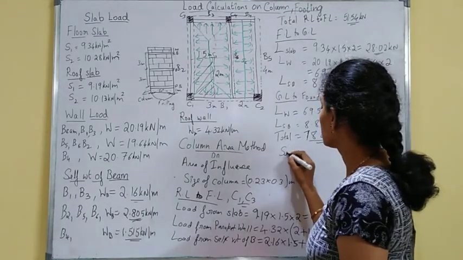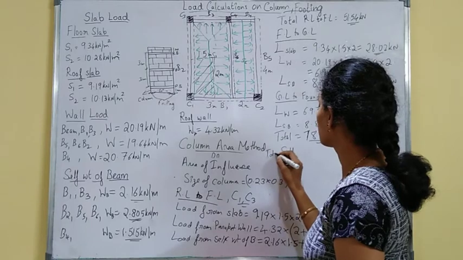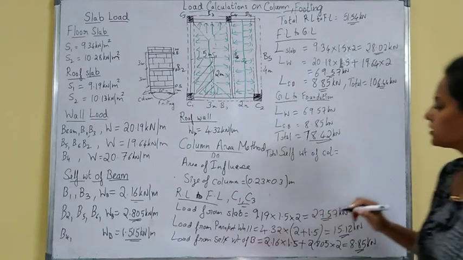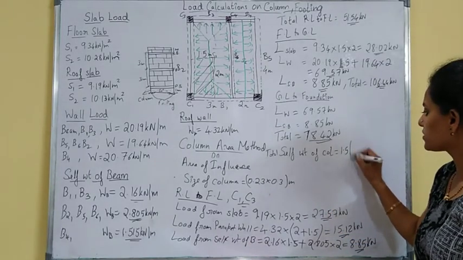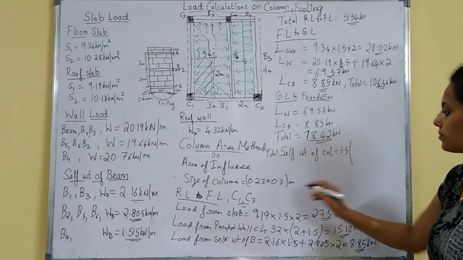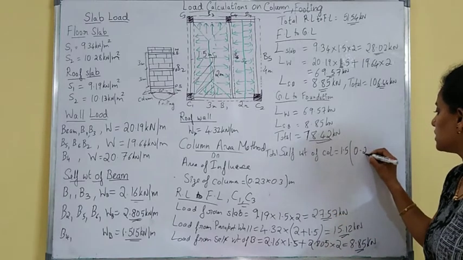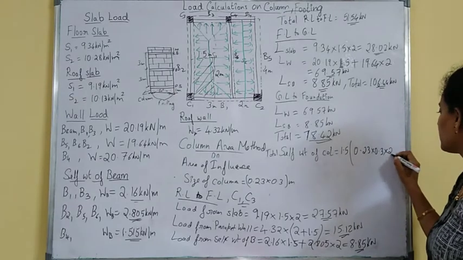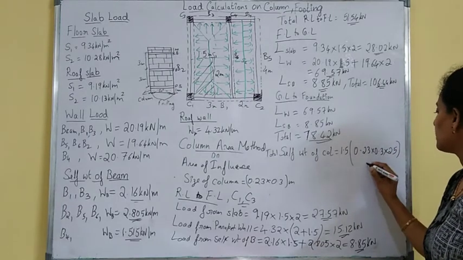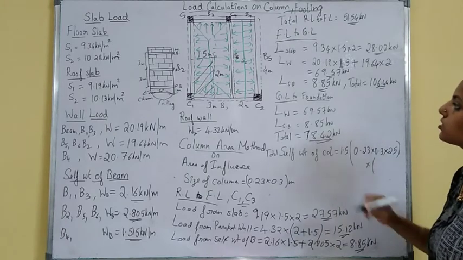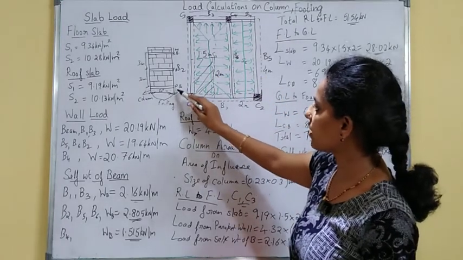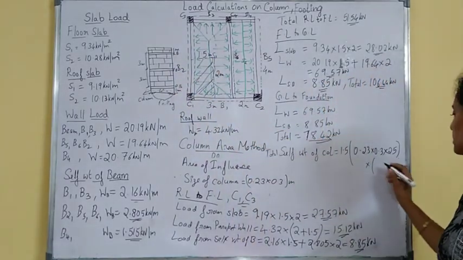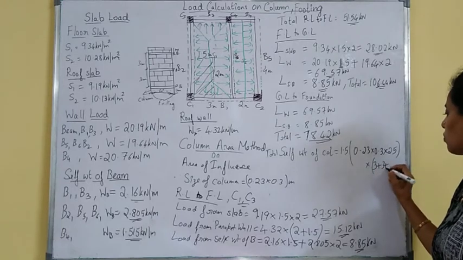Next, calculate the total self-weight of column, that is multiplied by the factor of safety, that is 1.5. The size of column is 0.23 by 0.3 into the density of concrete, that is 25, and multiply by the height of the building. So the height of the building is up to here, this is 1 meter, then this is 3 meter and 3 meter. So 3 plus 3 plus 1.